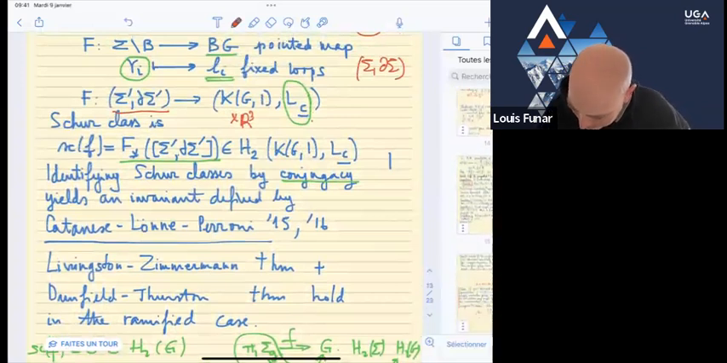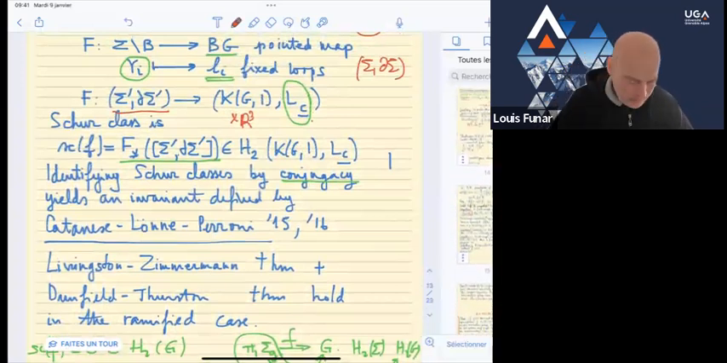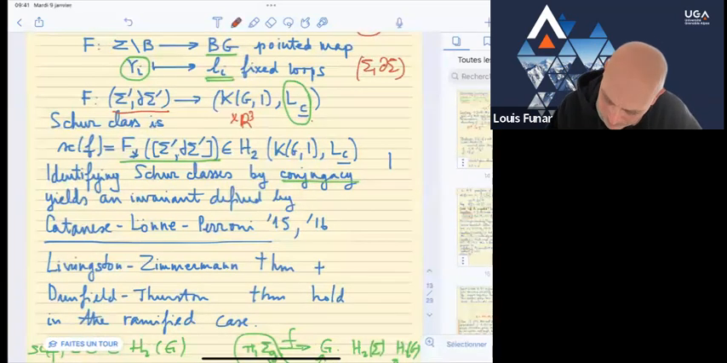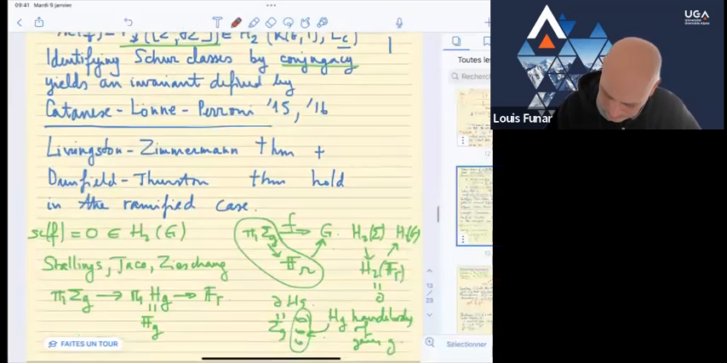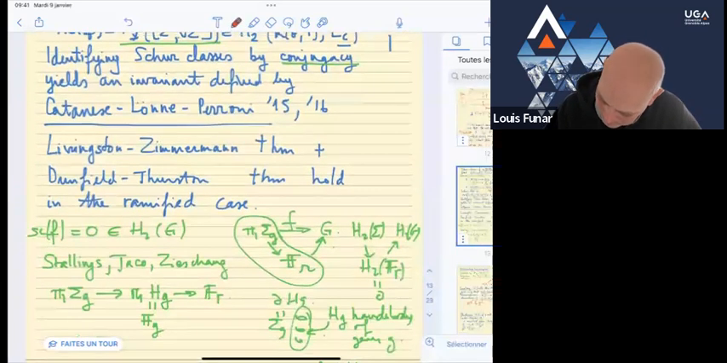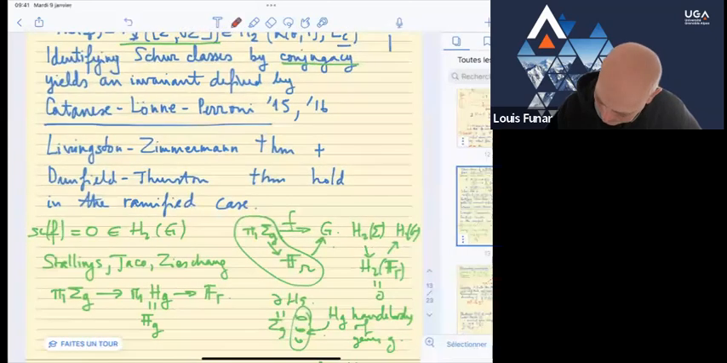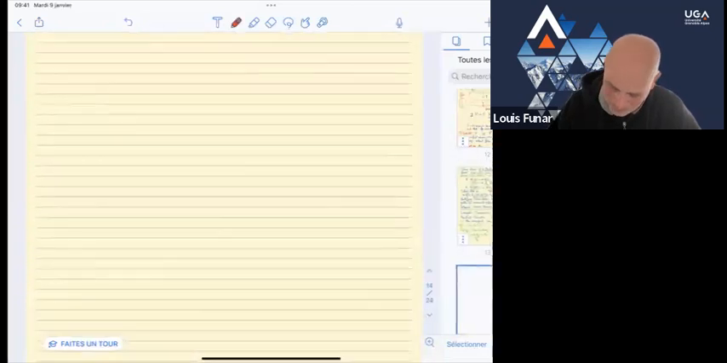Let me see if I... yeah. Second. Just want to add one more page. Yeah.